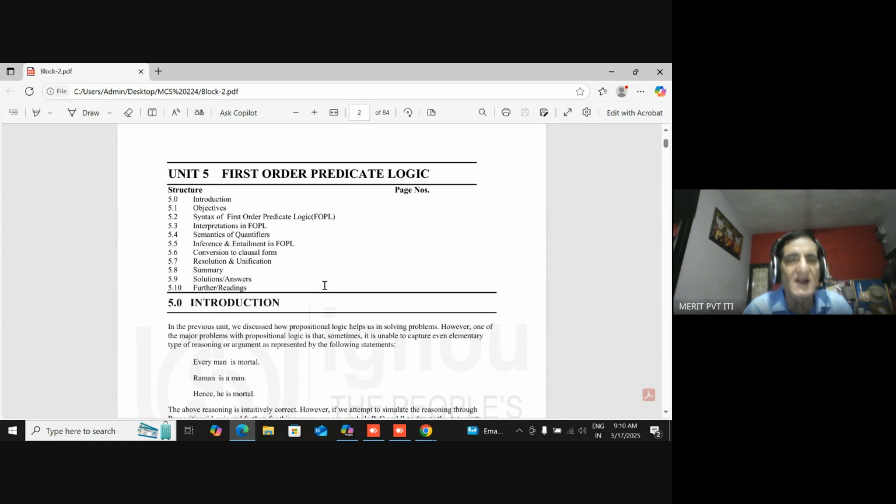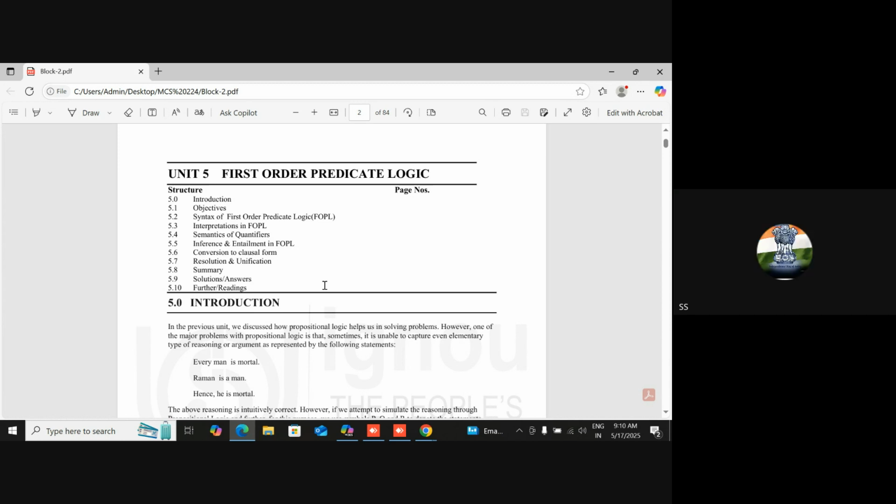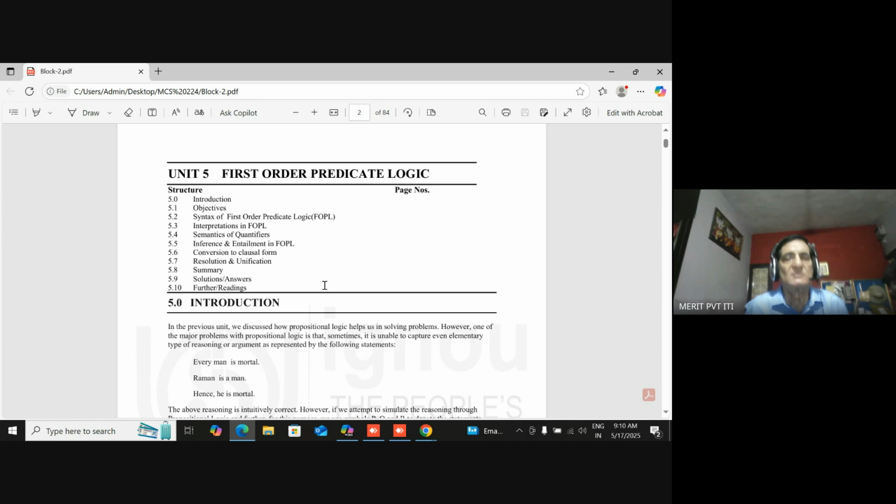So, welcome. We start with block 2. Yes, sir. You are all able to see the screen? Yes, sir. Okay. So, first order predicate logic that we did briefly. Let us repeat it again. We'll study the first order predicate logic, FOPL, and then we'll go to other aspects of this.